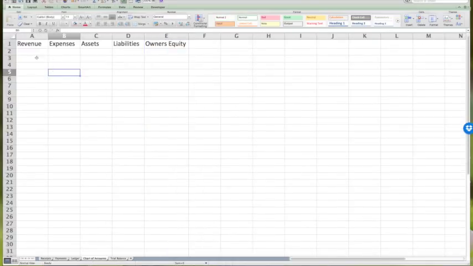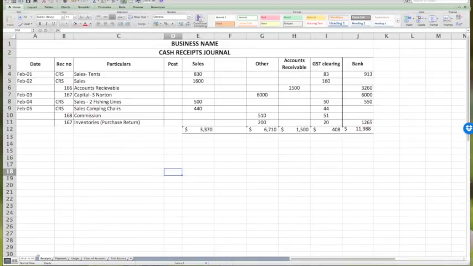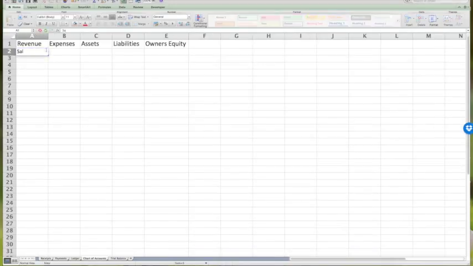So the first thing we need to do is work out which accounts we actually need. So I've got here a little summary. So we'll go through and pick those out. So from the cash receipts journal, we'll start with the top here, looking for revenue accounts. We've got sales here on the end, so I'll pop that in. Don't forget your account number on the front there.